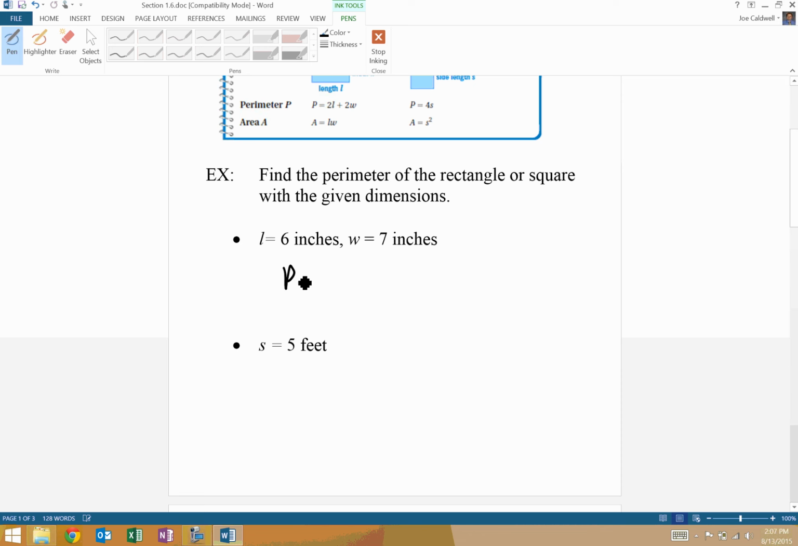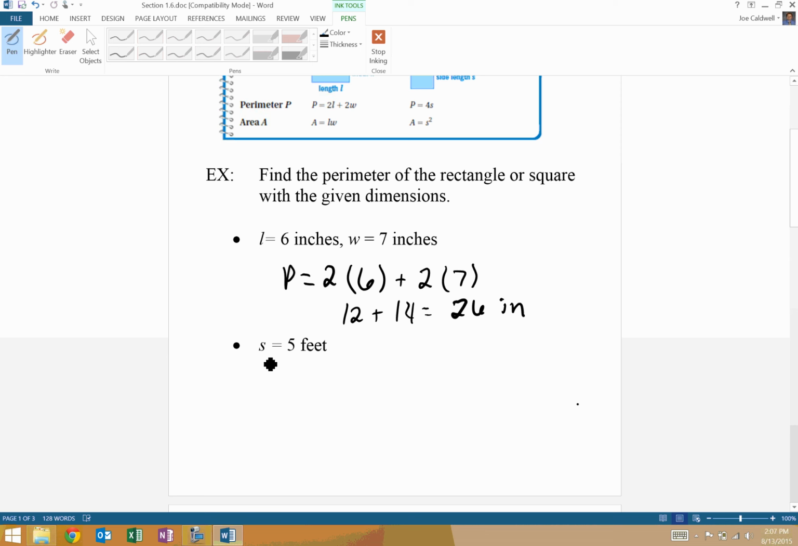So P equals 2 times the length, which in this case is 6. And remember, when we have a number squished up against parentheses, that means multiply. So I'm going to do that in this case because we're kind of plugging things in like we learned earlier in the chapter. Plus 2 times the width, which in this case is 7. I'm going to go ahead and multiply them through. I get 12 plus 14, and I'm going to have 26 inches. Of course, always giving a label if it tells you one, or a unit, I should say.